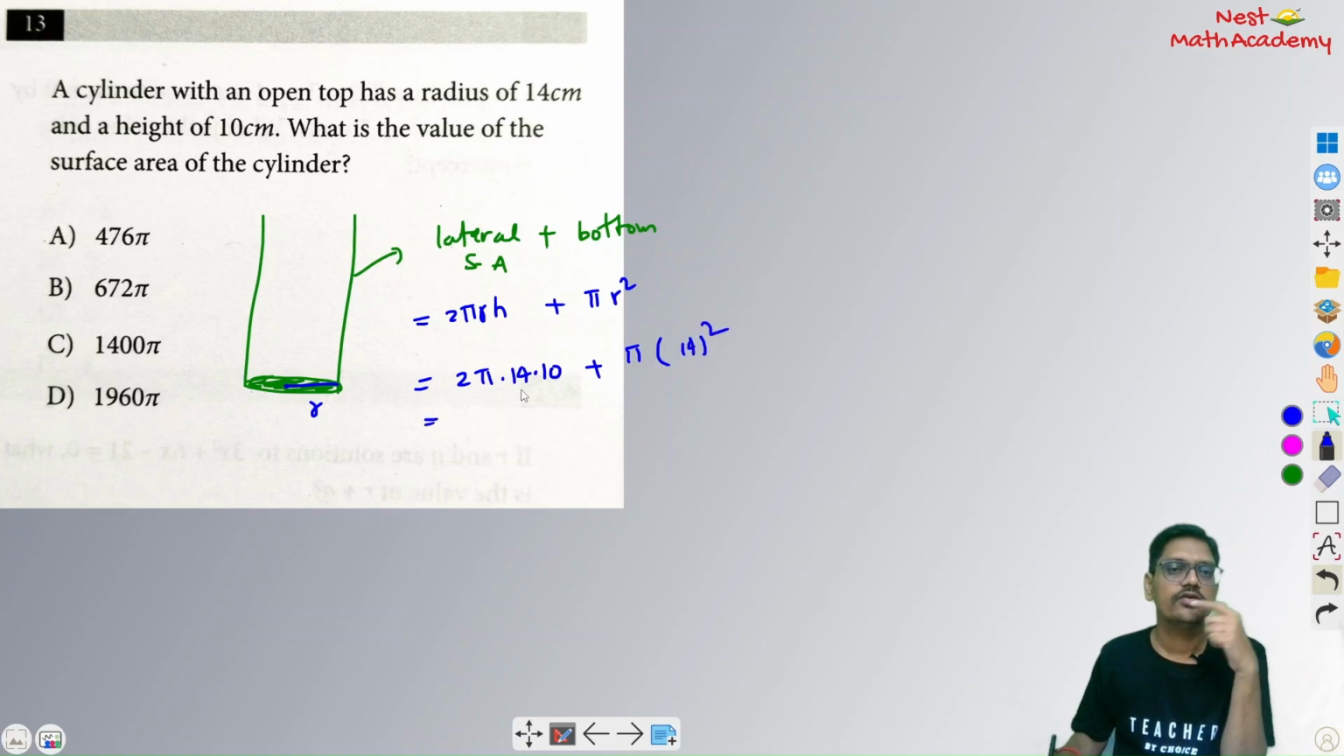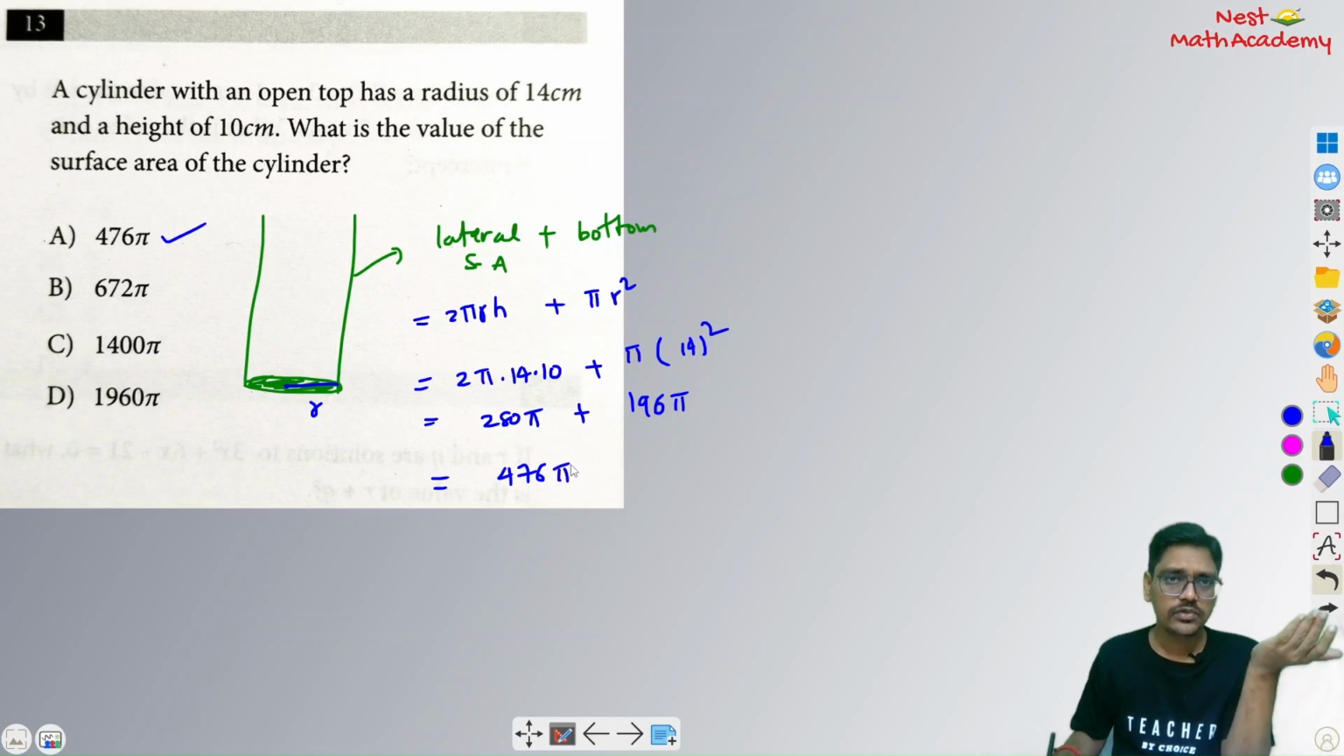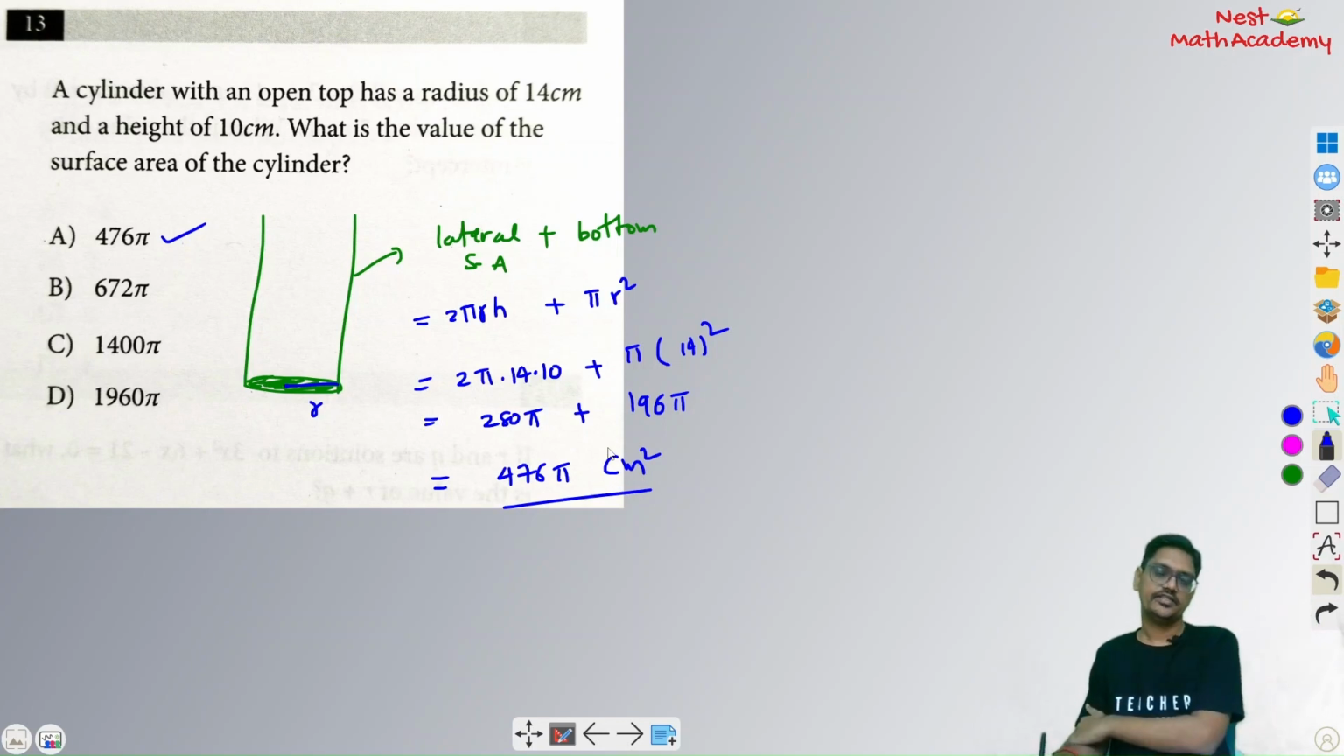So this is 14 times 2, 28, times 10, 280 pi, plus 196 pi. 280 plus 196. 280 plus 200 is 480. 480, 4 less means 476. So 476 pi. Since the unit is centimeters, it should be centimeter square or square centimeter. They have not given that, but nevertheless, 476 pi centimeter square, option A.